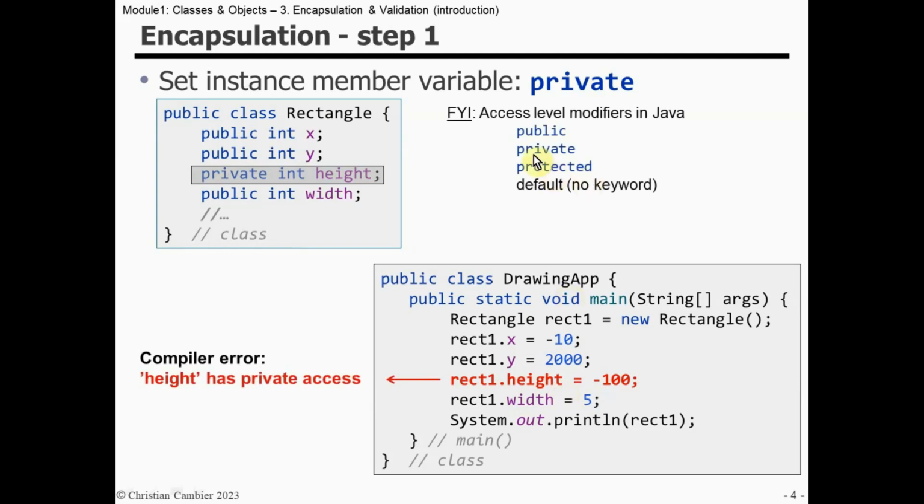For your information, access level modifiers in Java are public, private, protected and default. We'll see that during inheritance. So blocking direct access is okay, but then the client has no access whatsoever to the height property. And that's not very interesting. So how do we provide access then? Well, we do that in encapsulation step 2.